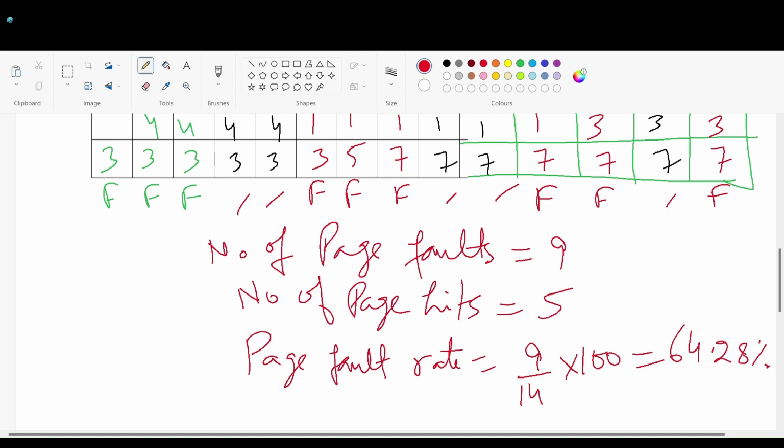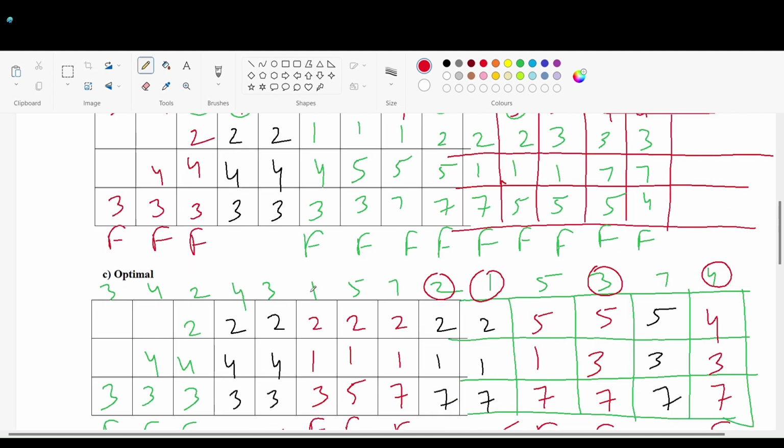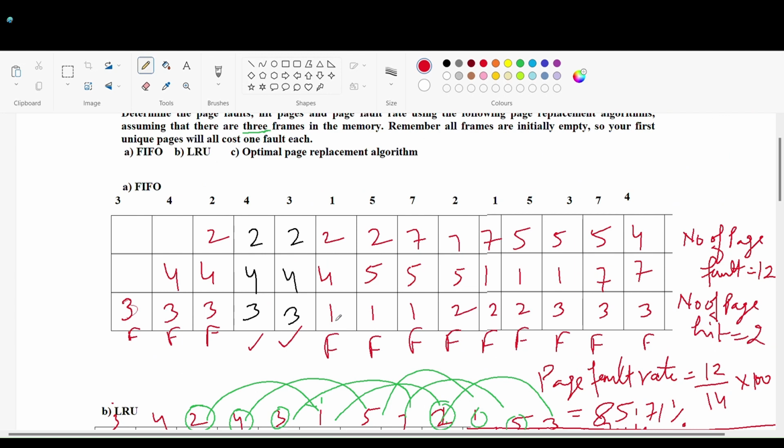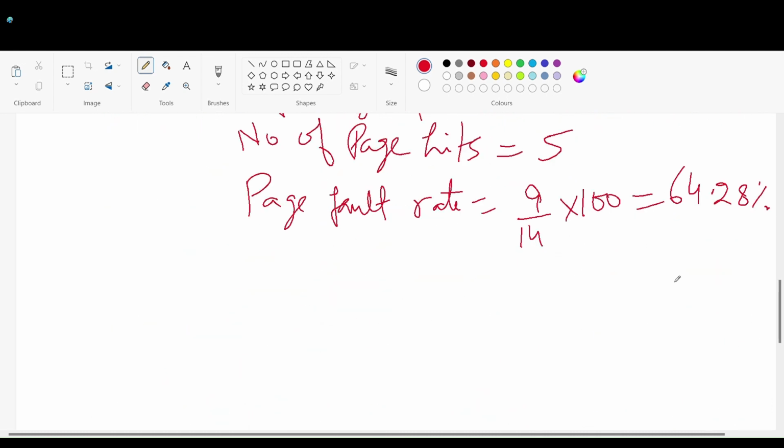So which algorithm is the best algorithm? The optimal page replacement algorithm is the best algorithm among these 3 algorithms. Because the fault rate means the error is less. So the fault rate is less in the optimal page replacement algorithm, so this algorithm is the best.